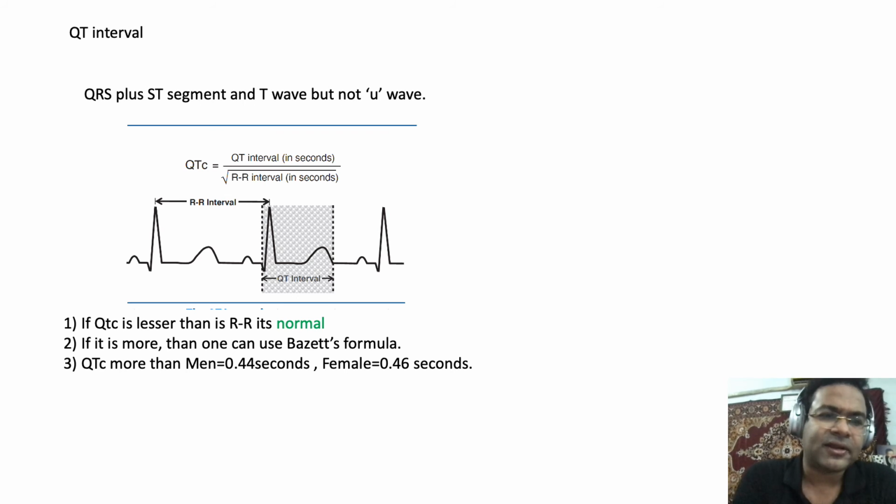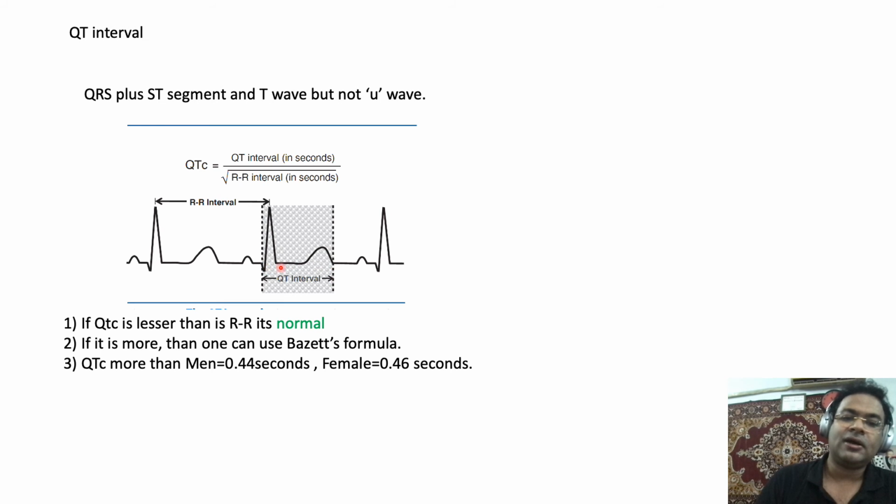Now looking at the QT interval. We talked about QT interval right in the beginning. Why is QT interval important? It depicts the entire depolarization and repolarization of the ventricle. Indirectly it tells you about the health of the ventricle. Therefore, QT begins from the QRS and ends at the end of the T wave.